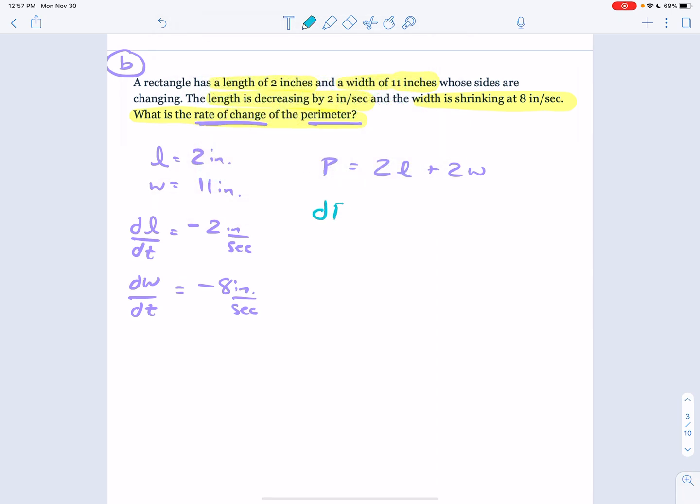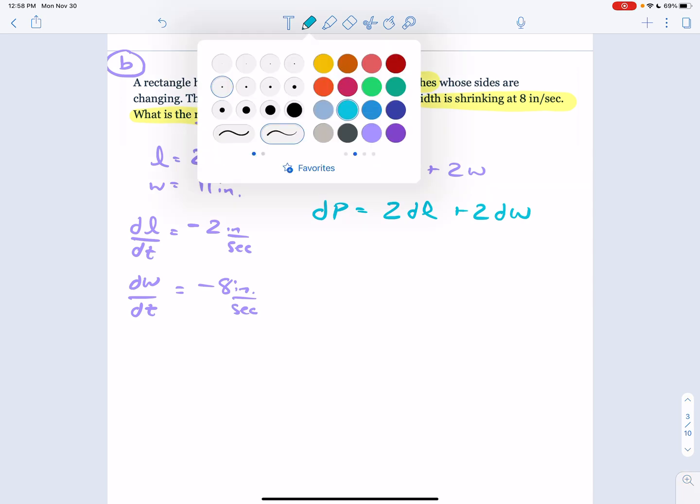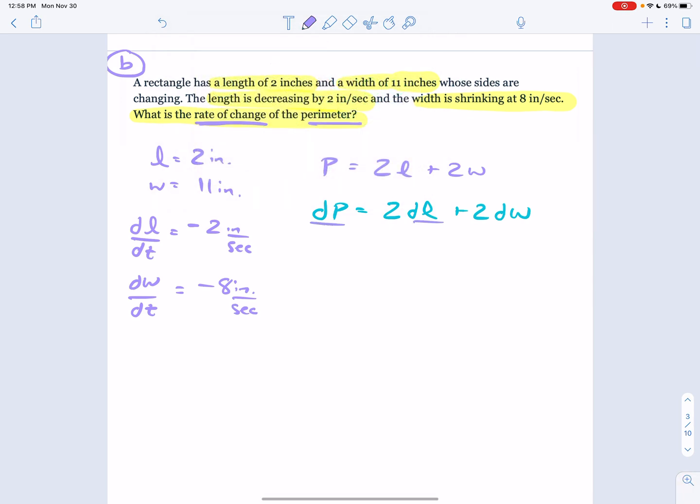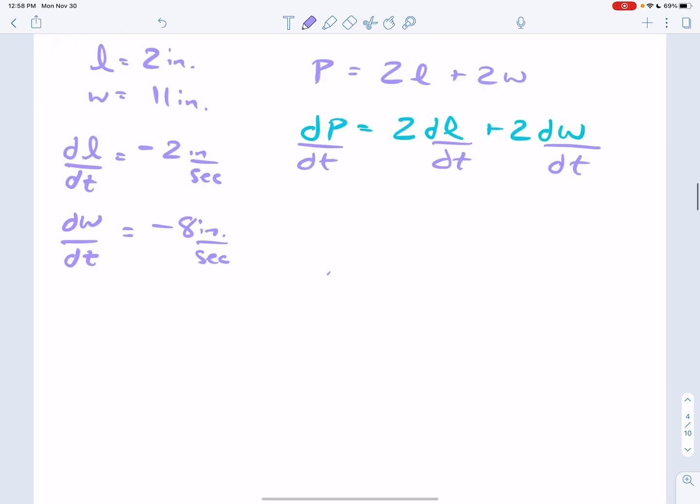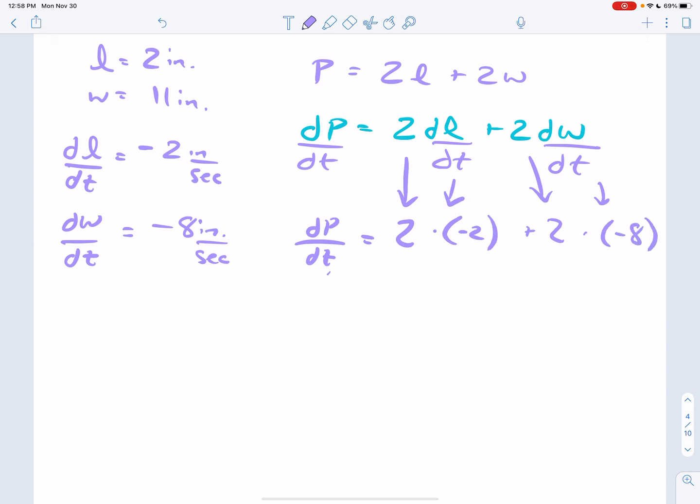So that's dP equals 2 dL plus 2 dW. And then we're going to divide every differential by dt every single time. Okay? And then we plug in what we know. dP over dt is equal to 2 times dL over dt, which is just negative 2 inches per second, plus 2 times dW over dt, which is negative 8.